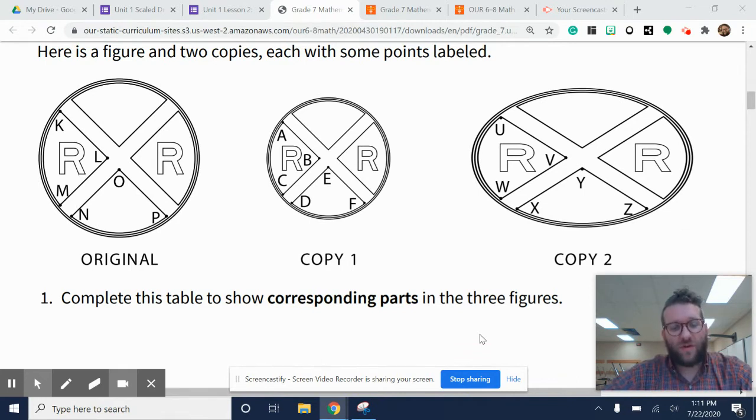guys. So when we're looking at this, we can see that we have a railroad sign and two copies of that railroad sign. Now they are a little bit different, but they are copies of one another. Some of them might be scaled copies and some of them might not be scaled copies, but they are copies of each other. Now, we're looking at corresponding parts.